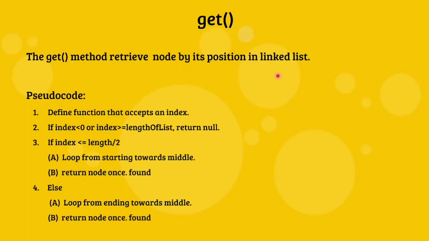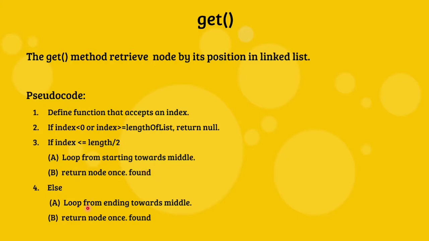Let's see that. Firstly, we will define a function that accepts an index. Once we have the index, we will simply check if our index is lesser than 0 or greater than or equal to the length of the list. At that time, we will return null. But if our index is lesser than or equal to length divided by 2, we know that our node is closer to the starting point. So, we will loop from the starting towards the middle. Once we get our node, we will simply return it.